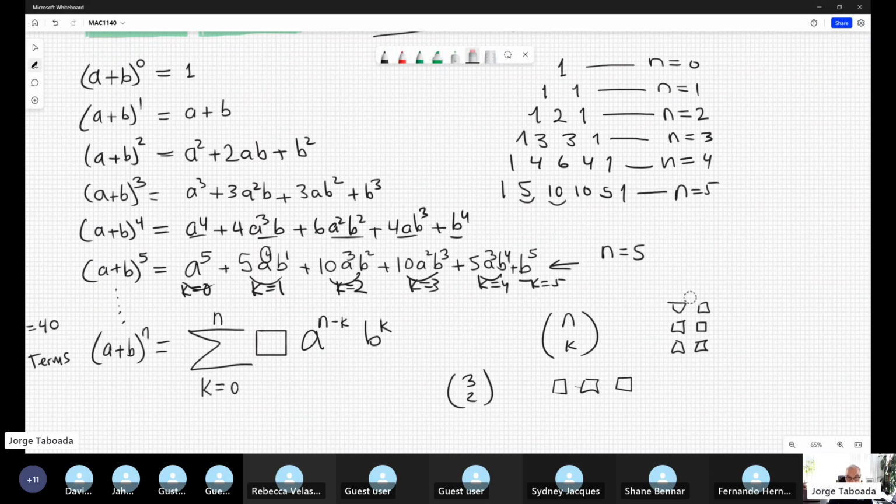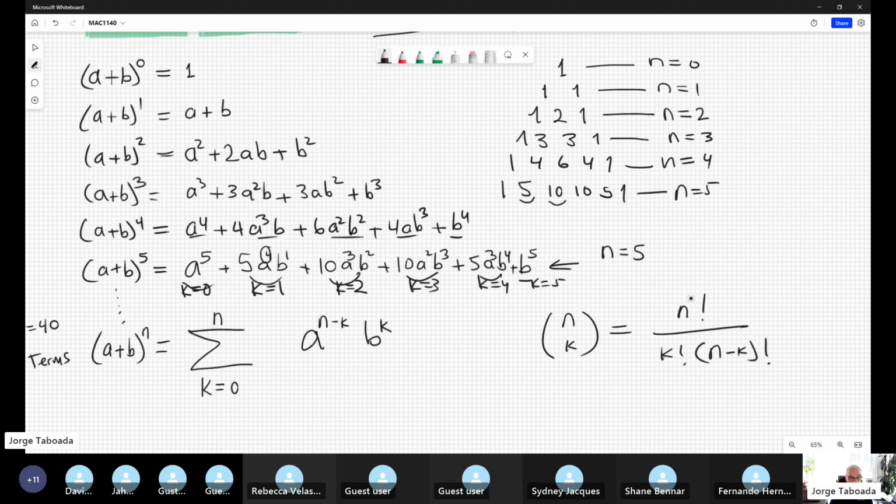What is the formula, guys? The formula is n factorial divided by k factorial multiplied by n minus k factorial. This is the formula for the combination. This formula is represented as a combinatory number, and this is the symbolic way, n, k. Bang! And this is the Newton formula.